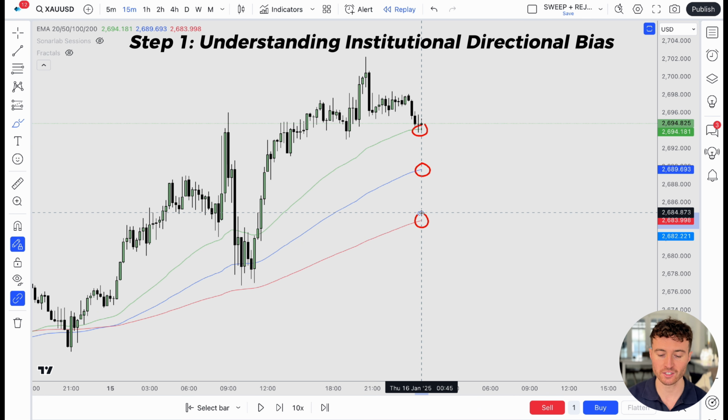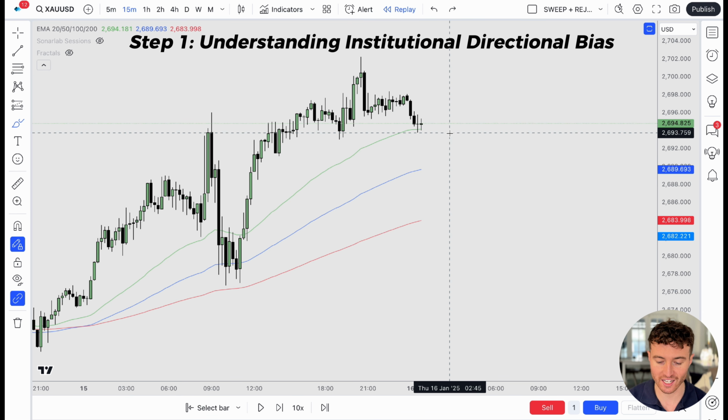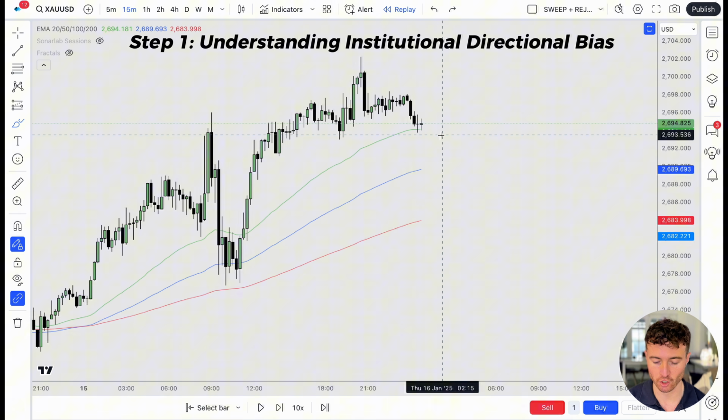So many traders try to go against the trend, try to go counter trend, but what you need to do is stick with the trend. We are trading a momentum based strategy. So it's very important that we stick with our directional bias.